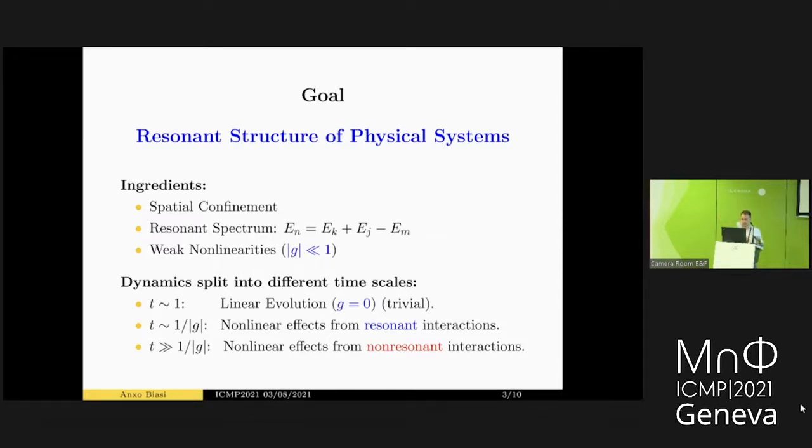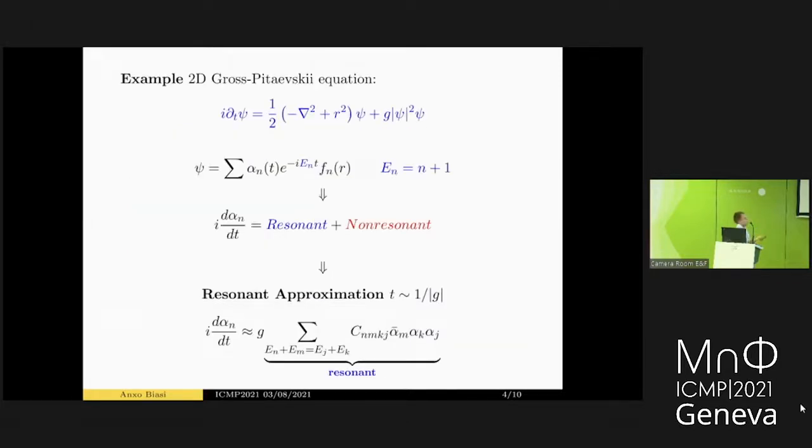So the idea, I am going to show the idea with the example of the two-dimensional Gross-Pitaevskii equation. We have the equation with the harmonic potential, the typical nonlinearity. And if we decompose the solution in the basis of the linear modes of this equation, we have here the Fourier coefficients, and the spectrum, we can see that this is linear in the mode number, so it's resonant.